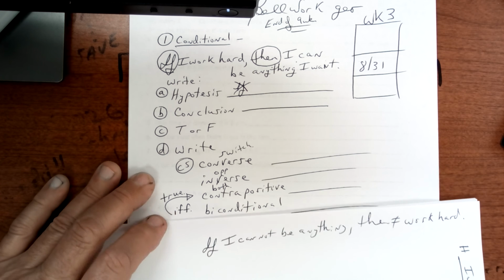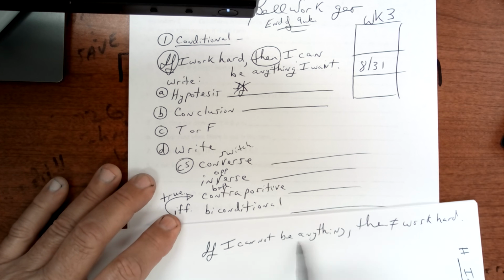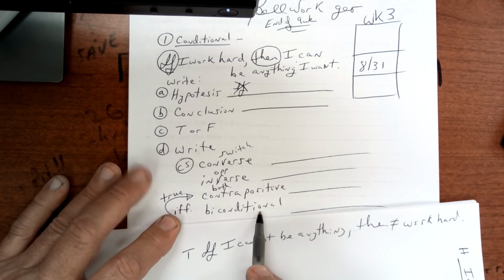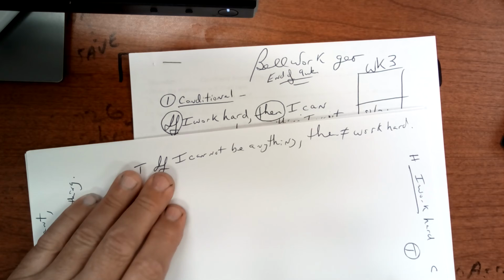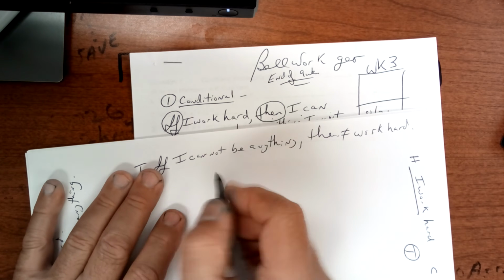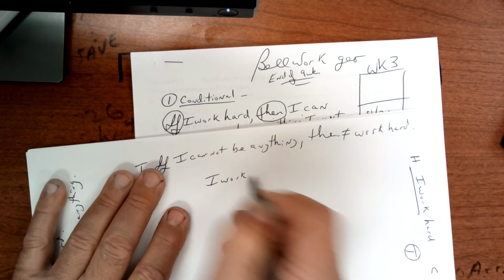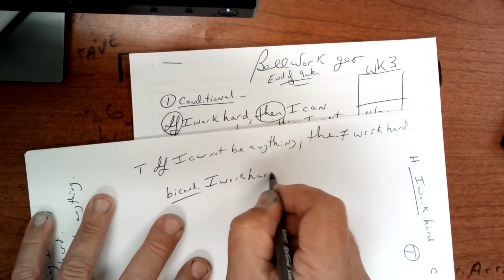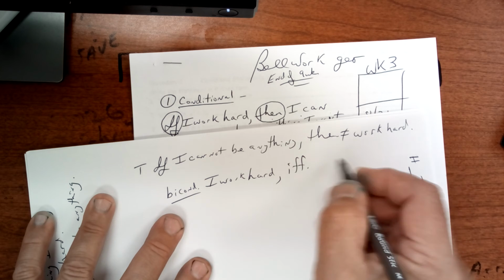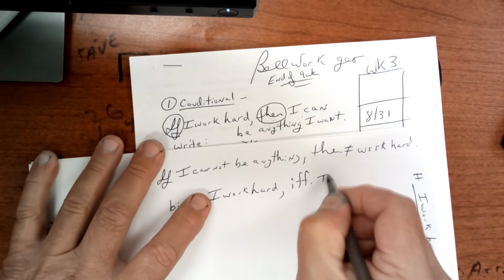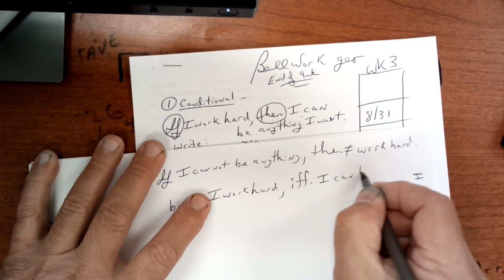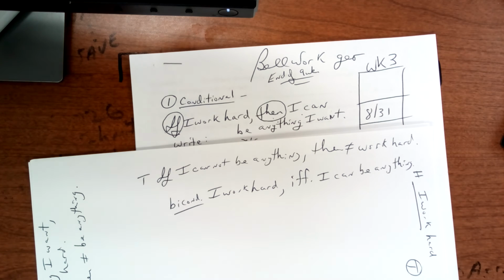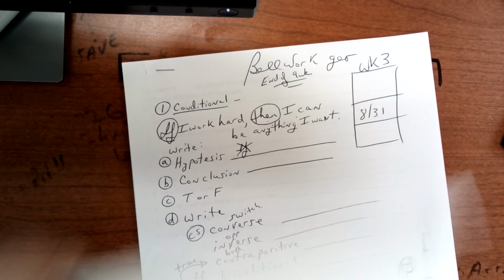The biconditional is only if this is true. So we're going to say this is true. Therefore, we can write a biconditional. So come up here. And the biconditional, you just drop the words if and then. So you say, I work hard. This is the biconditional. I work hard if and only if I can be anything I want. I can be anything. And you can try to word it a little better than that, but that's the whole gist of what you were taught yesterday.